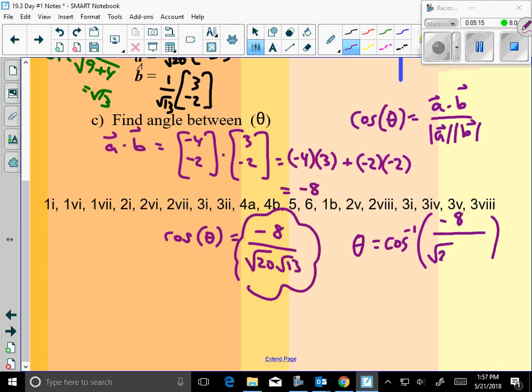Would you please plug into your calculator the following and find the value for theta? Would you confirm that you get what I get?